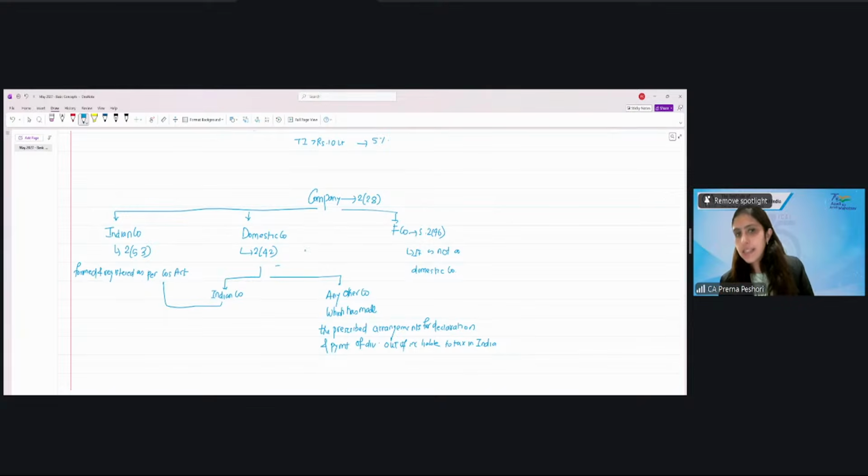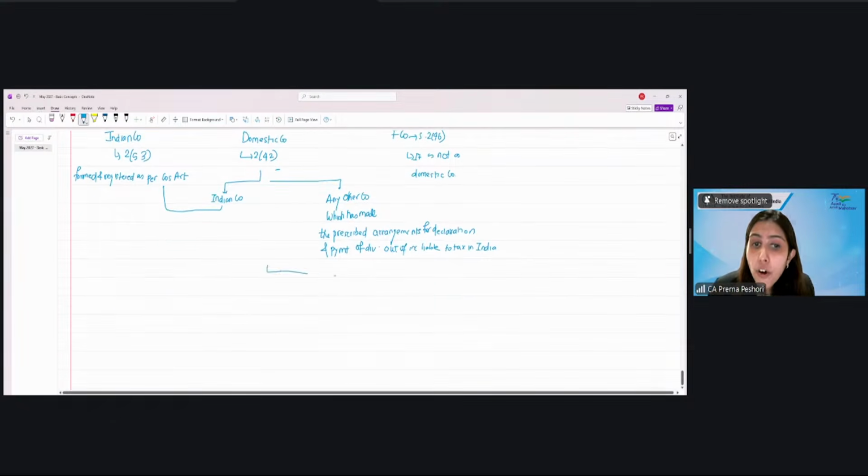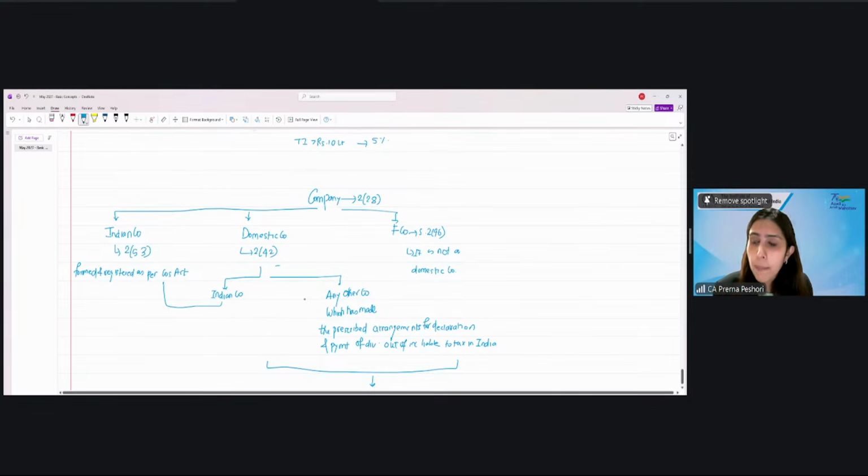Now, why is this distinction essential? See, Indian company is defined for the purpose of understanding a domestic company only. But why is it essential to understand the difference between domestic company and foreign company? Because the tax rates for the domestic and foreign company are different. So, for the purpose of determining the tax rate, you have to see whether it is a domestic company or a foreign company. A foreign company can also be a domestic company, but it should have made the arrangement for declaration and payment of dividend out of its Indian income.